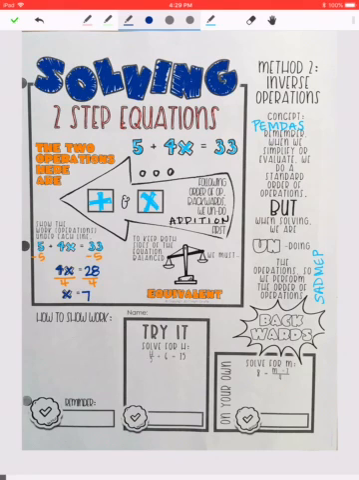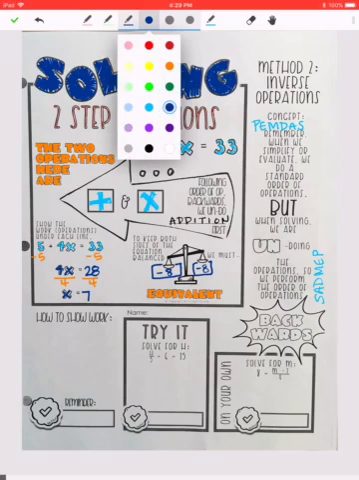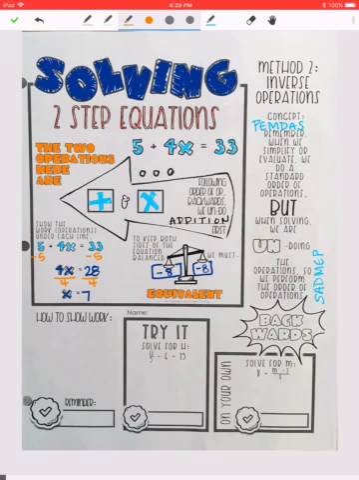Okay, so we need to make sure that we balance all of our equations. Minus 5, minus 5. So what you need to remember is we must do the same operation to both sides. Okay? So let's try these other examples over here.